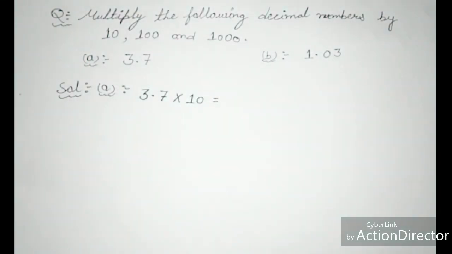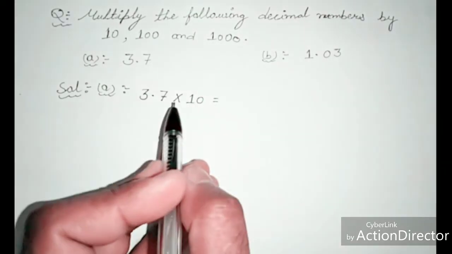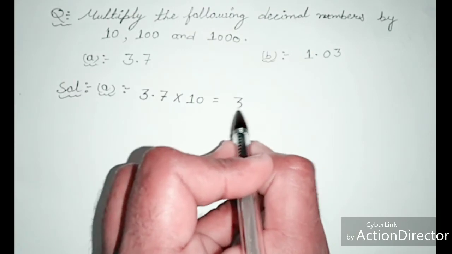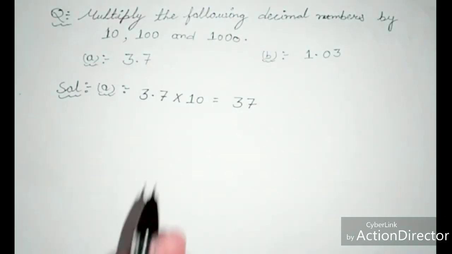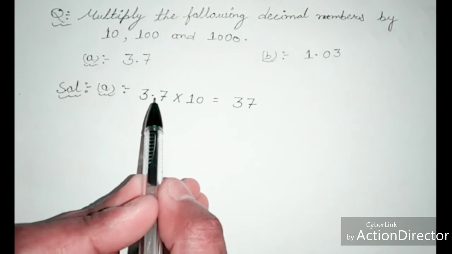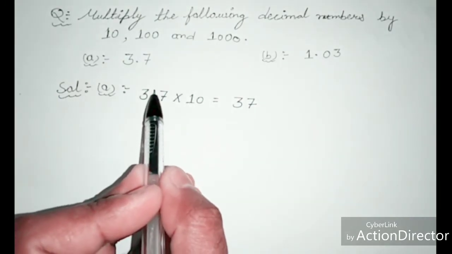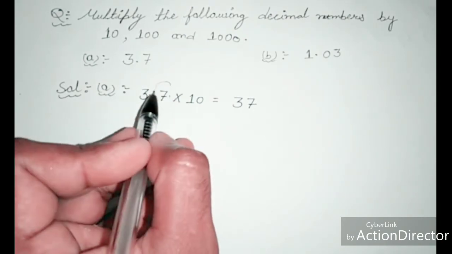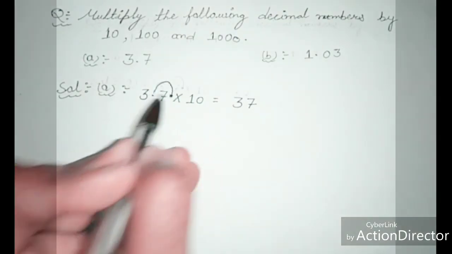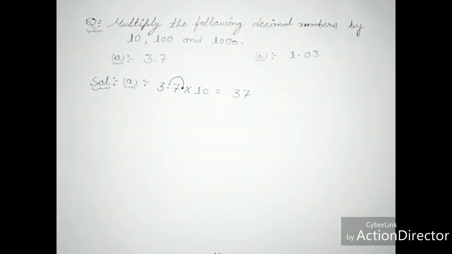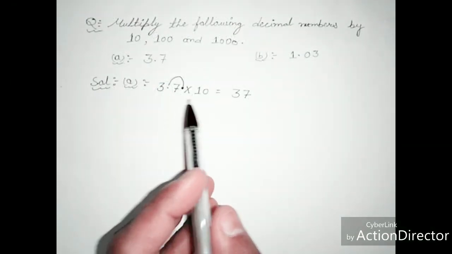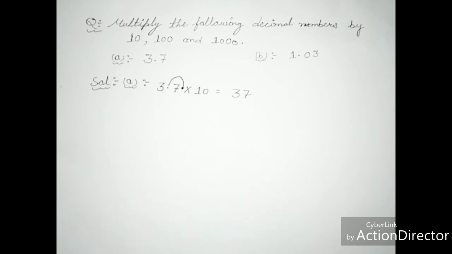and we all know that if we multiply any decimal number by 10, the decimal shifts to the right-hand side by one place. So we get 37, because the decimal is here, and when we multiply by 10, this decimal moves one place. So this decimal shifts to here and we get 37. So when you multiply 3.7 with 10, we get the product 37.